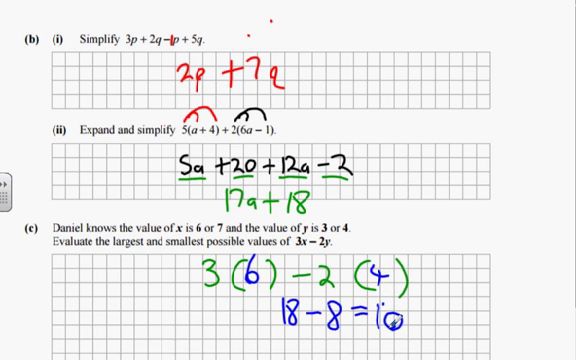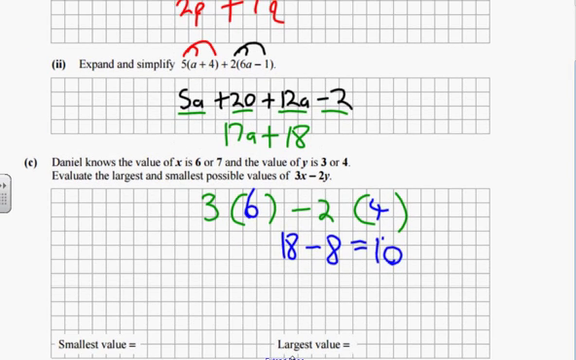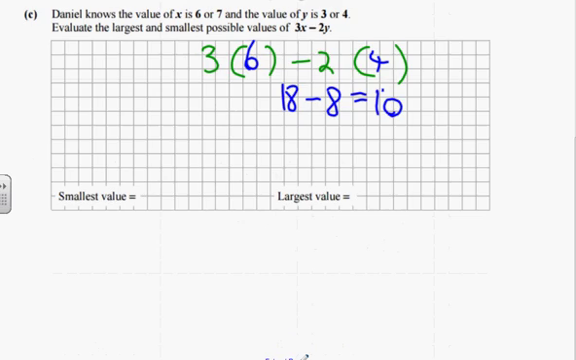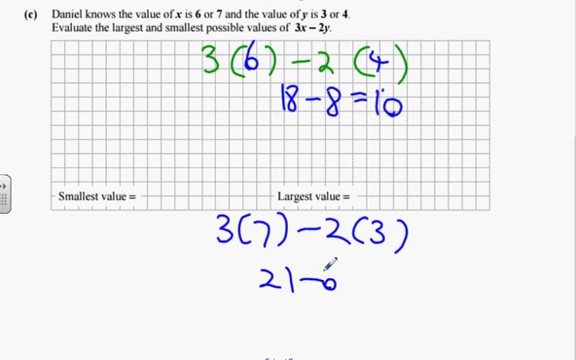How do you make it as large as possible? 7 and 3. Oh, yeah, 7. You use 7, the largest value for x, and you take away the smallest value of y. 21 minus 6 is 15. How many people got that? 15 and 10. It's alright, guys. Right, we know now, don't we?